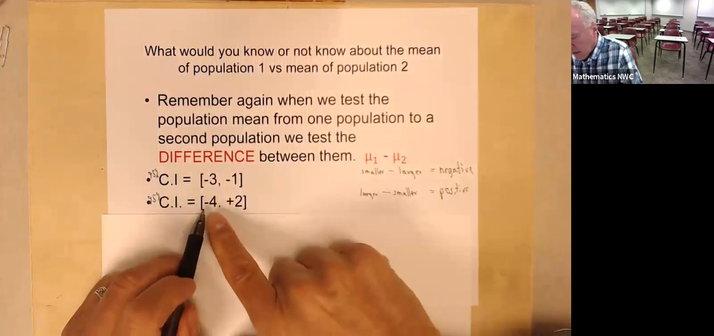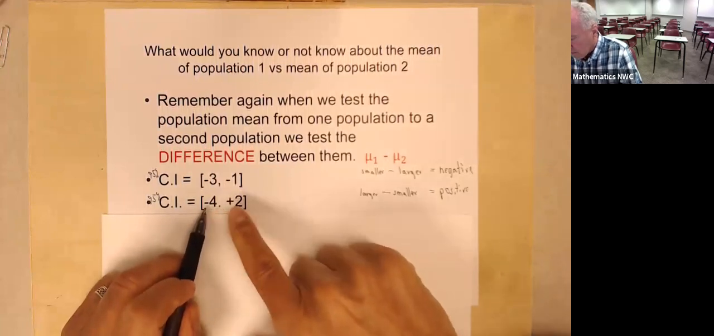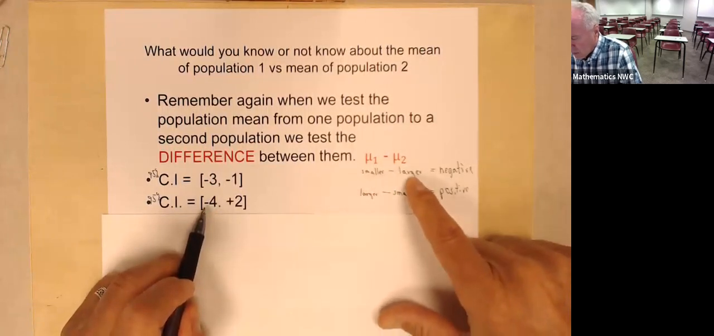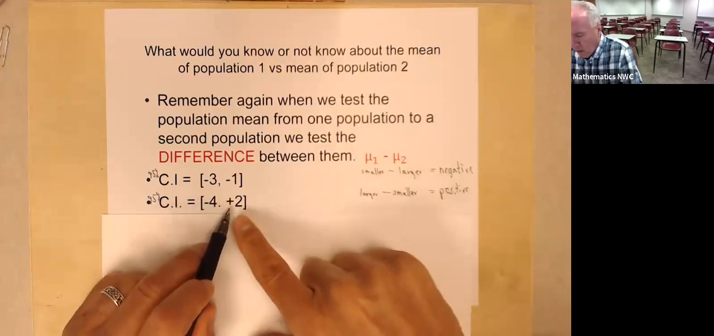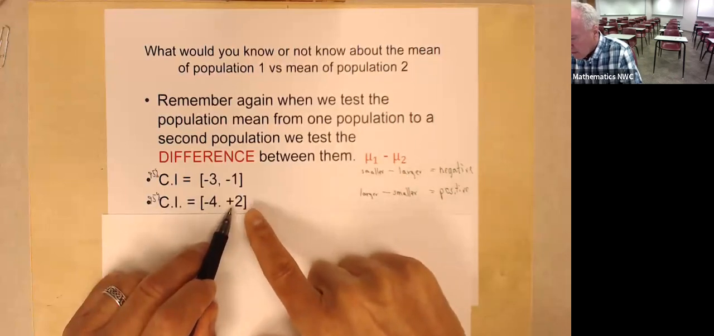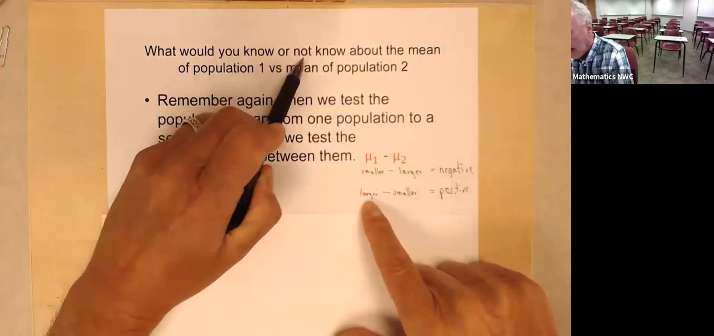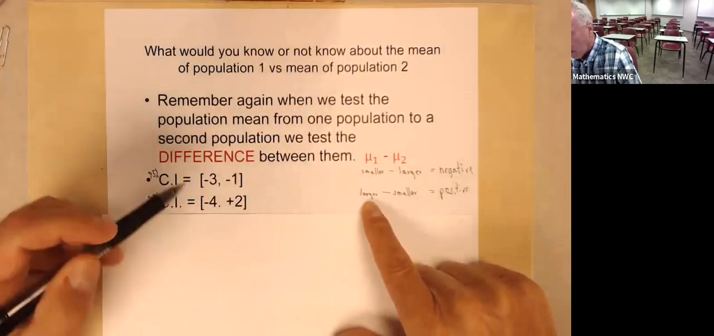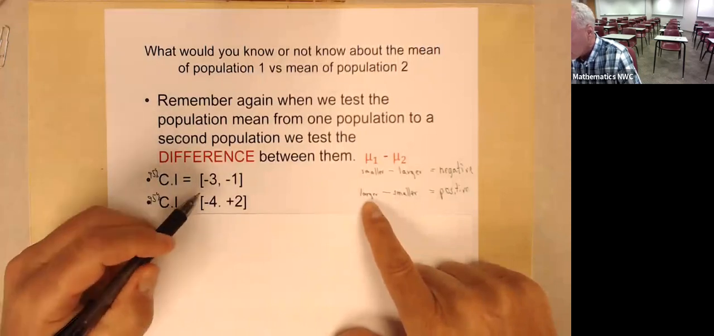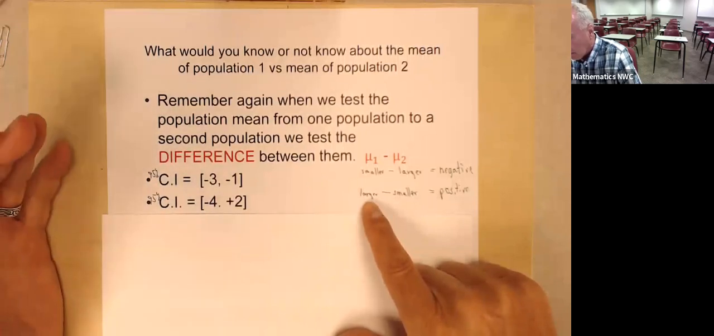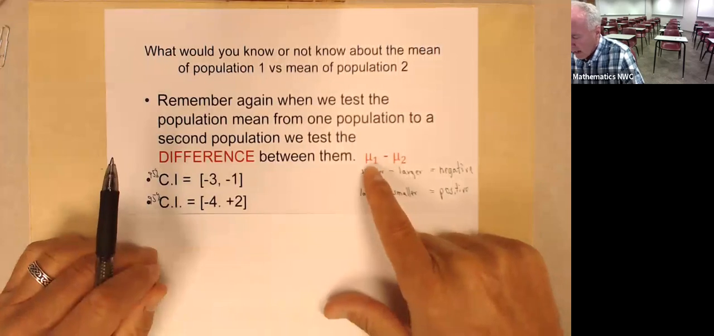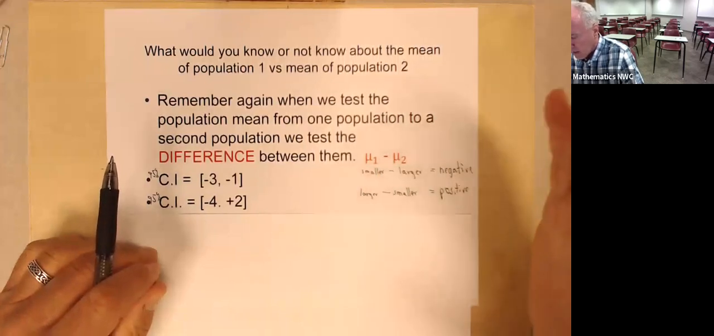So because this could have been a negative difference, which would mean the second one is larger, or the difference could have been positive, which would mean the first one is larger, we would not know anything about it. We would be uncertain. We would not be able to be sure that one average is greater than another, either way.